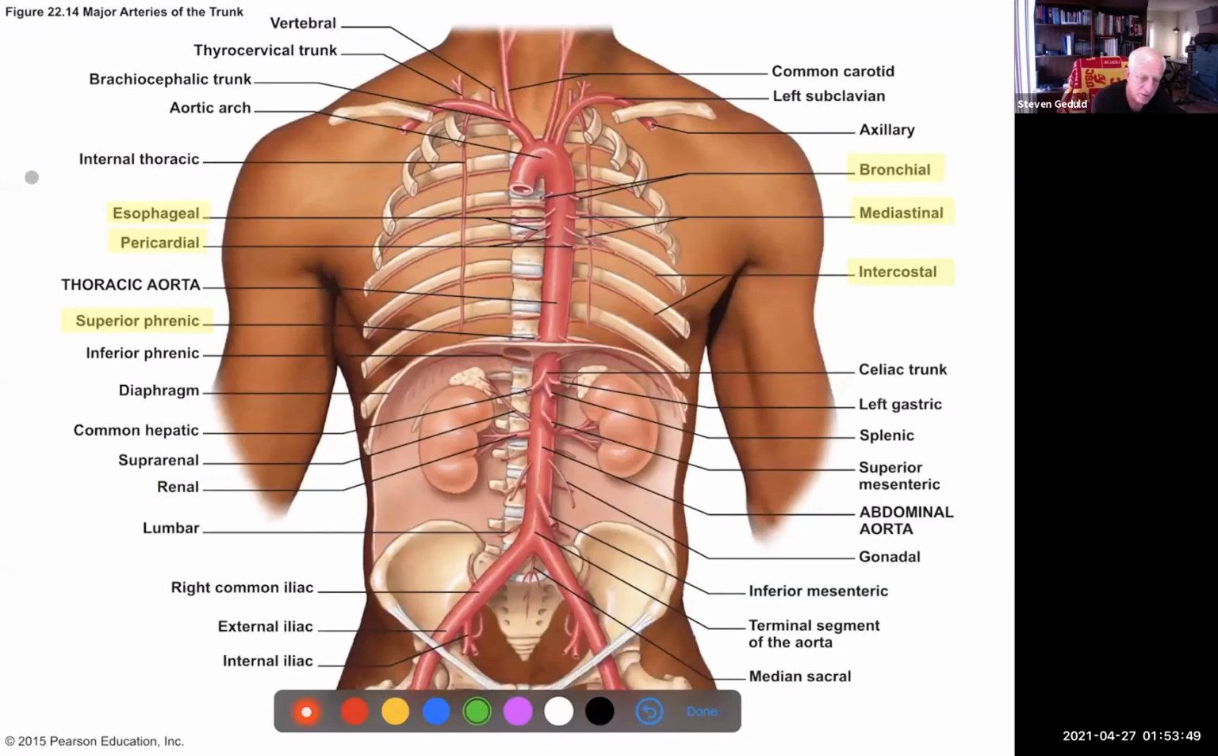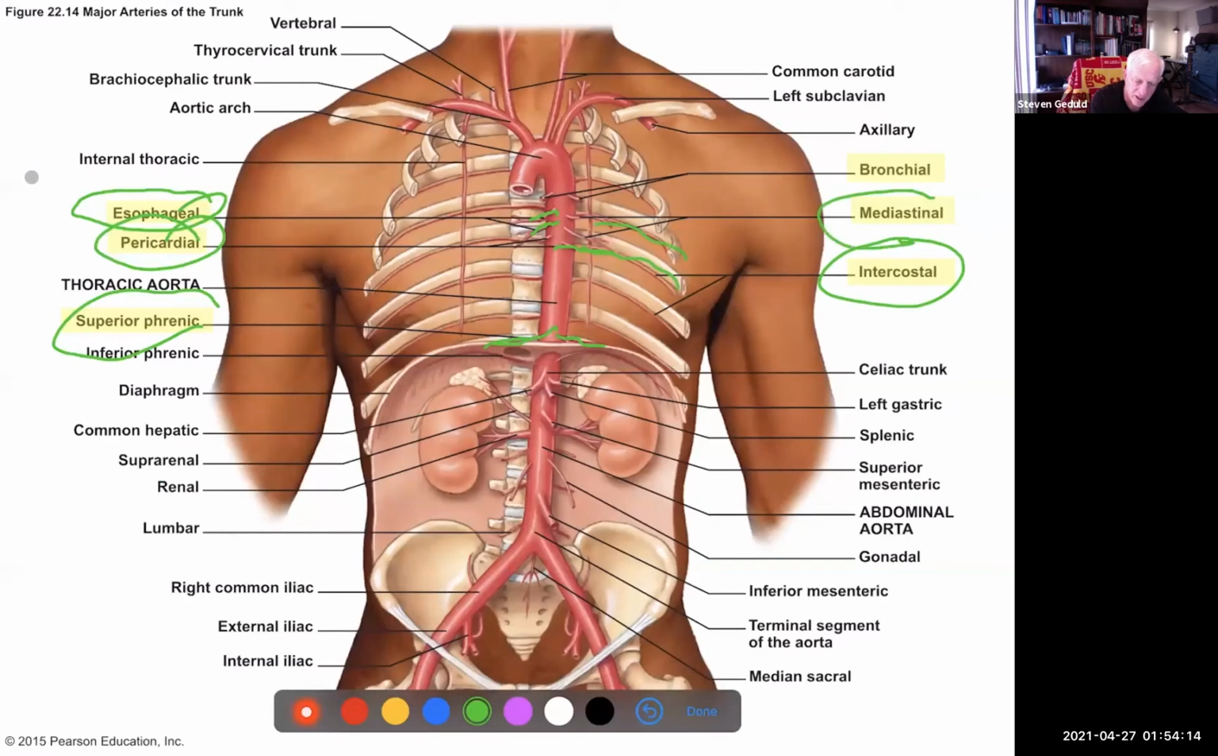Okay, so here's your, let's just go right down the list. This is your esophageal arteries, branch off. You can see where they feed into the esophagus, where it's located right in here. This is your pericardial arteries, branch off in the pericardial sac of the heart. Superior phrenic arteries branch off just above the diaphragm. Remember, the phrenic nerves were right to the anterior part of the diaphragm. The intercostal arteries feed along the ribs.